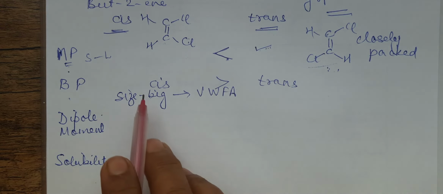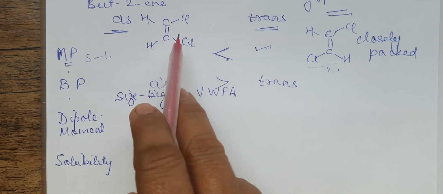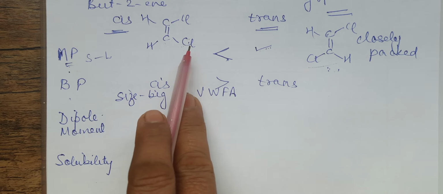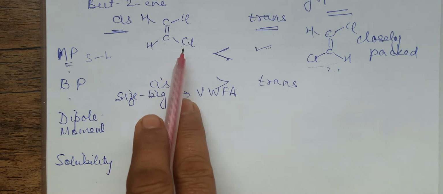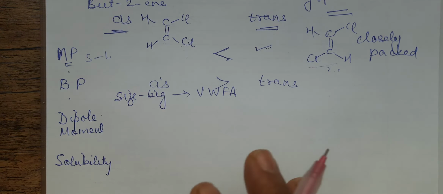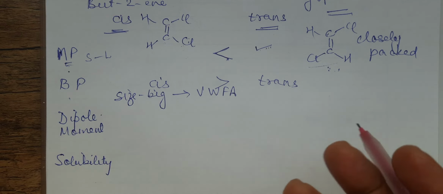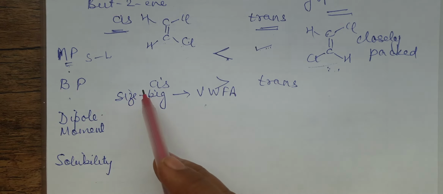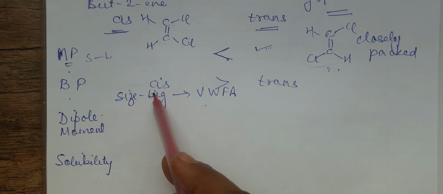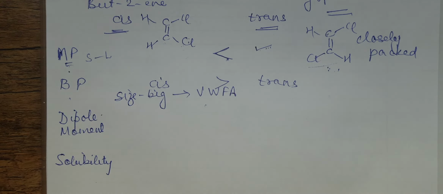of attraction. So in this, because the similar groups are present on the same side, there is more repulsion, more hindrance. Due to more hindrance, they move away from each other. That means the size becomes comparatively bigger. That is why van der Waals forces will be more in the cis form. So the trans form will have a lower boiling point.